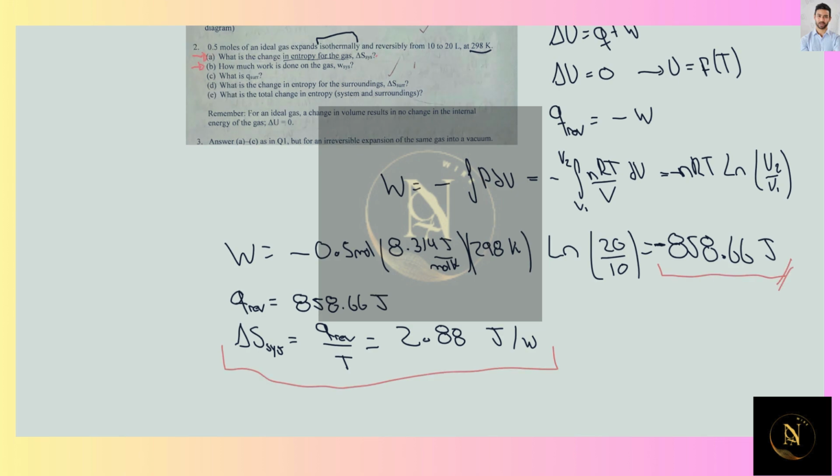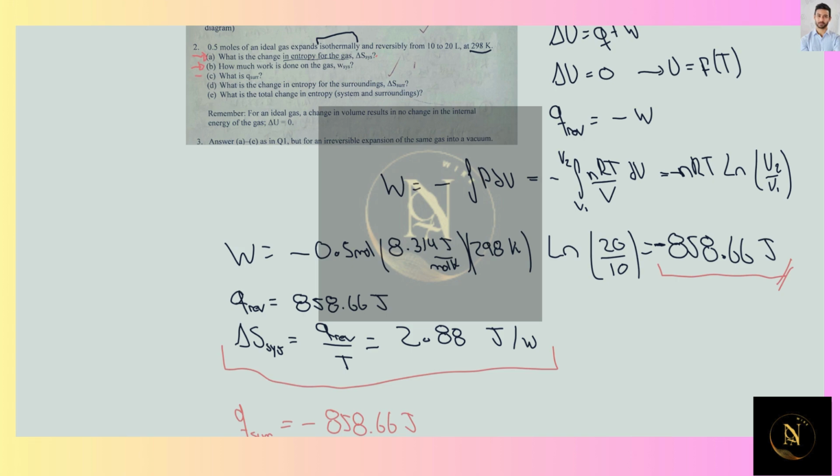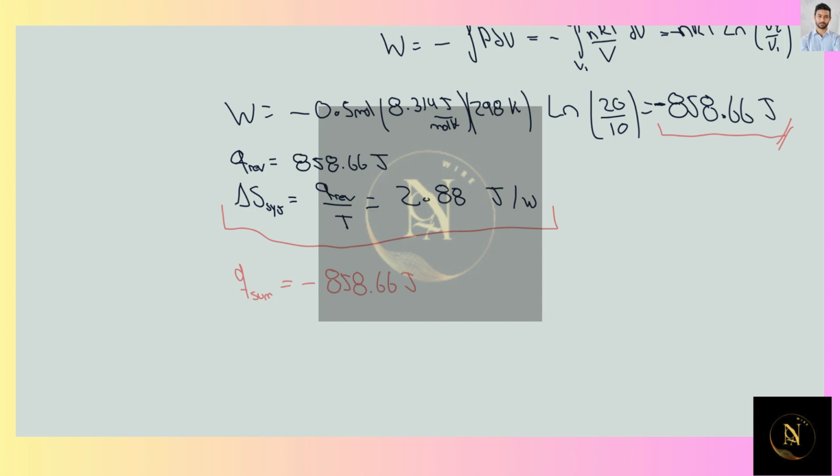Now we need to calculate what is the heat of the surroundings. In this case, the heat corresponding to the surroundings, since we provided heat to the system, would be equal to minus 858.66 joules. What is the change of the entropy for the surroundings? And this needs to be equal to the negative of the change of entropy for the system, joules per Kelvin. This was supposed to be a K, not a W. Okay.